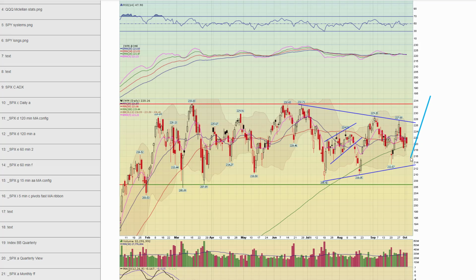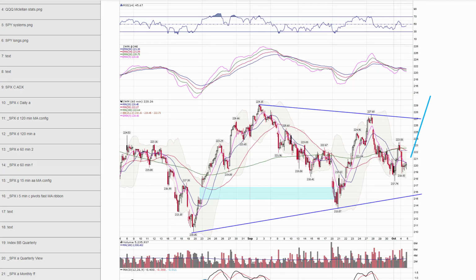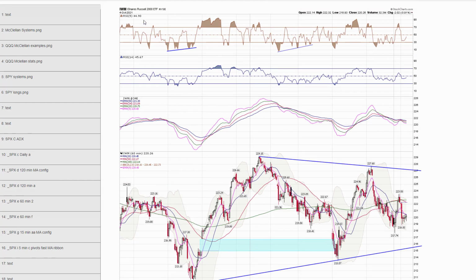So this is an area I'm going to be monitoring as a potential bullish sector. I think it's going to hold up better than the other sectors. Finally, chart number 33, there's the 60-minute view. Shows you those converging trend lines.